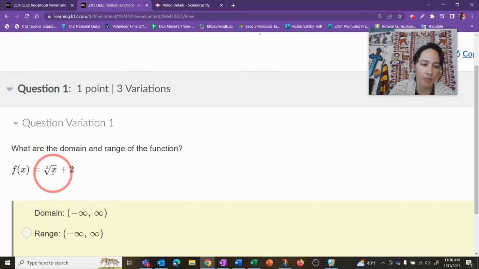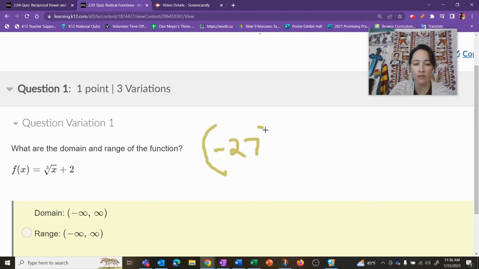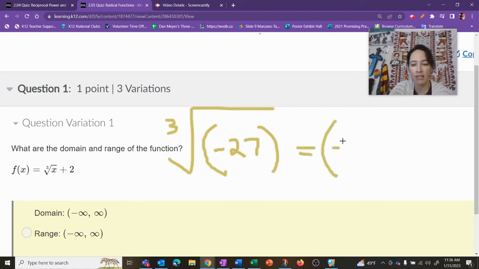We just need to know about domain restrictions and range restrictions. Obviously the answer is there are none. It can go from negative infinity to positive infinity for input, which is true because we can find the cube root of negative numbers. The cube root of negative 27 is the same as negative 27 raised to the 1/3 power.